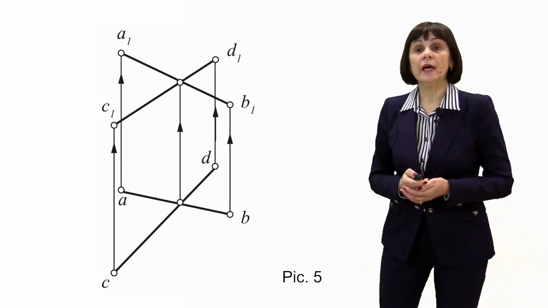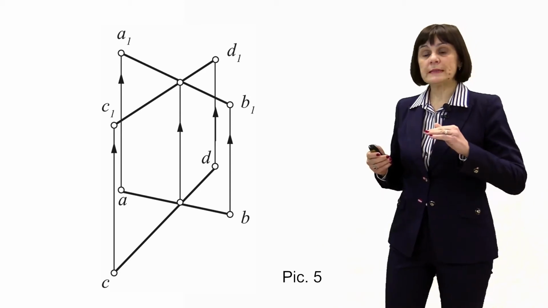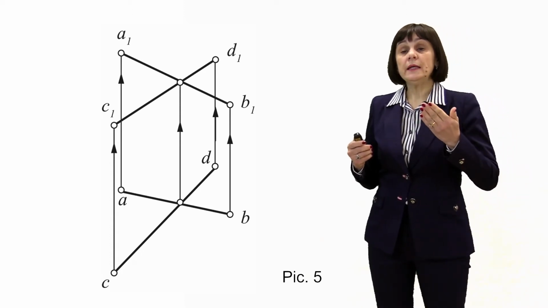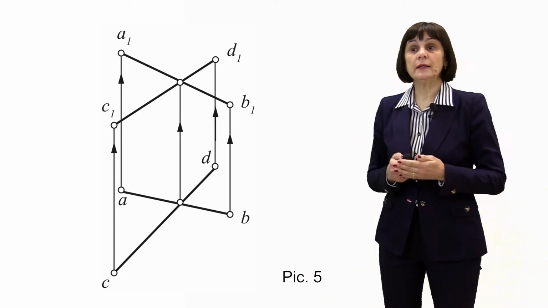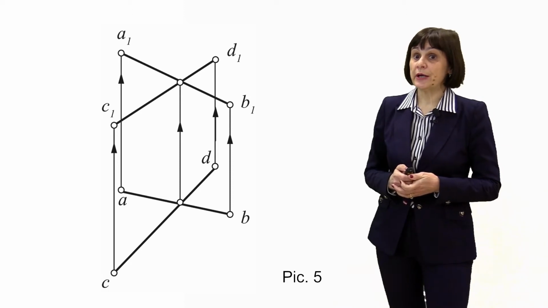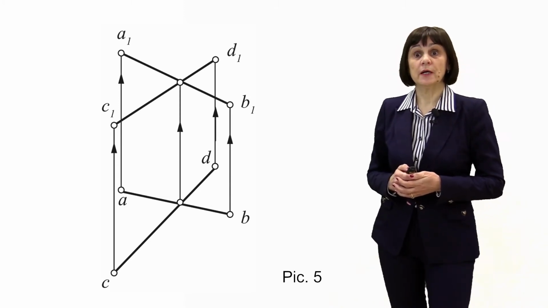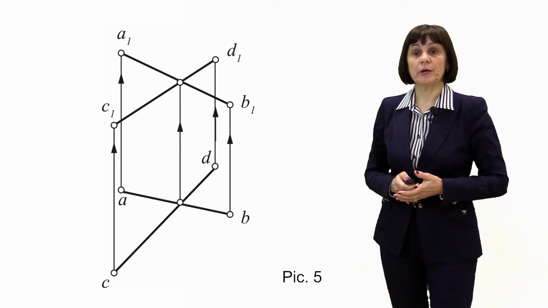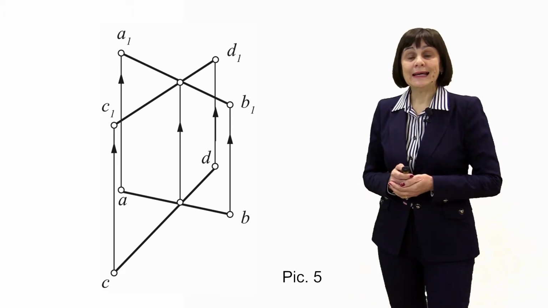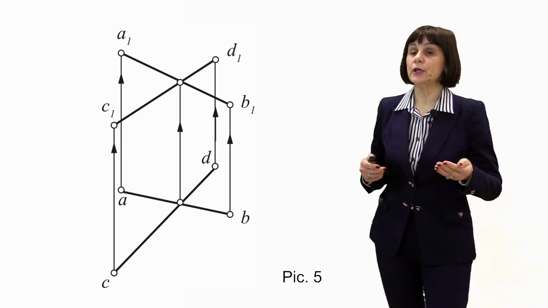On this drawing, we have 2 intersecting lines, AB and CD. We show these lines on the horizontal projecting plane, AB, CD, and on the frontal projecting plane, A1, B1, C1, D1. And here on this drawing, you can see the thin straight lines with arrows. They are communication lines. With the help of these lines, we can project the point from one projecting plane to another. What else can I add to this drawing? Again, we can connect points, for example, AD and CD, and we will get in this case 2 triangles.